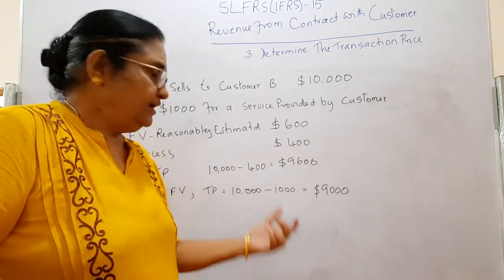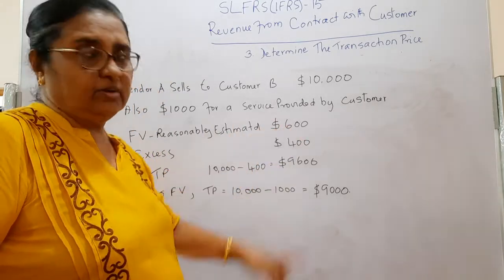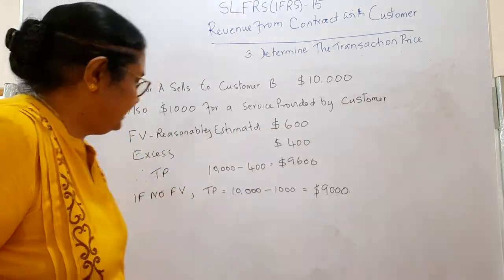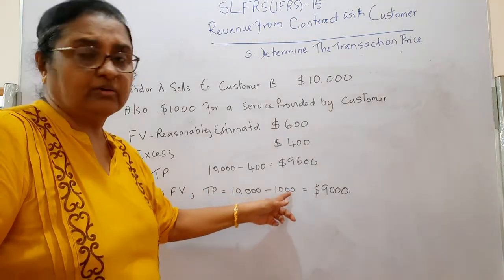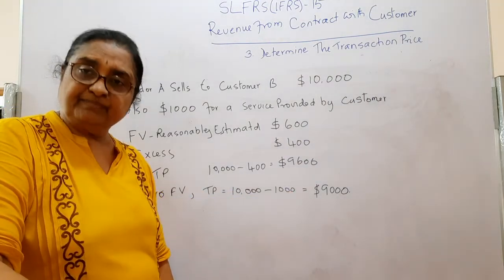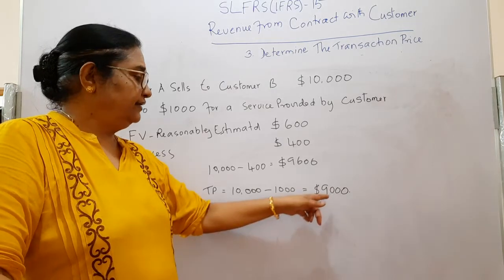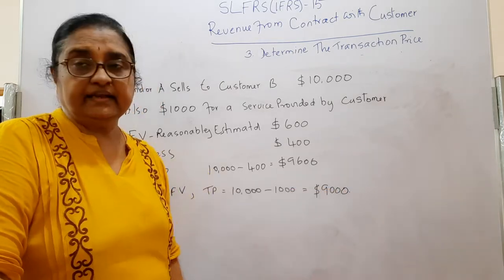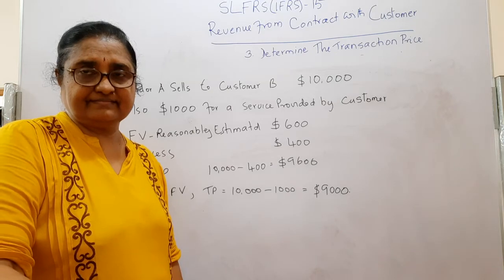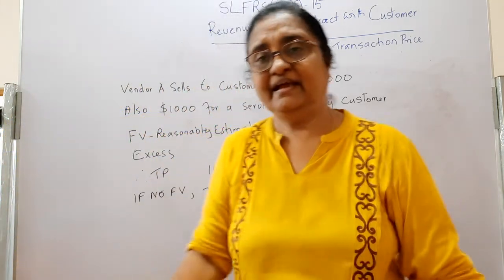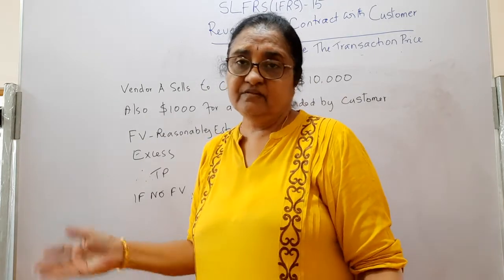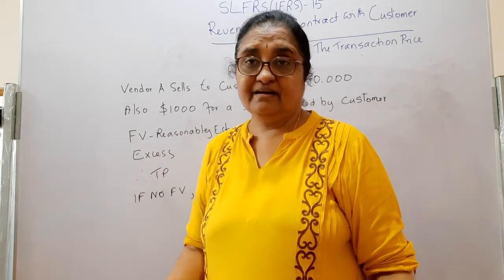In case he can't estimate the fair value reasonably, what will happen? The transaction price will be reduced by the whole $1,000 that he has paid for the service, and you have to recognize the revenue of $9,000. Why? It's very simple. Now I have simplified and it's very simple. Don't get confused with the wordings, all that.